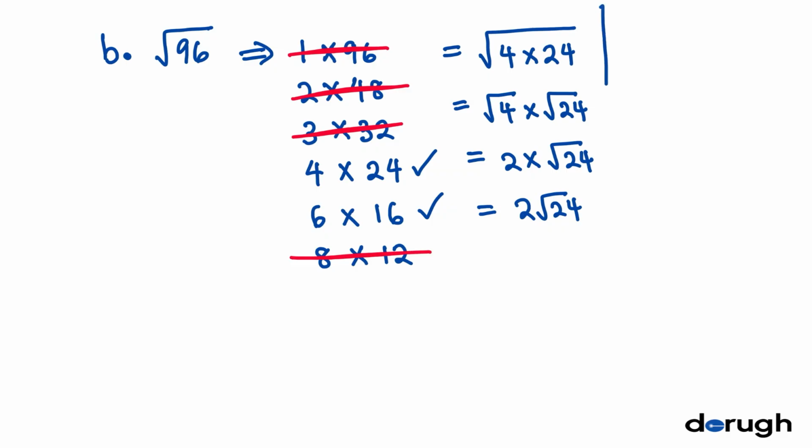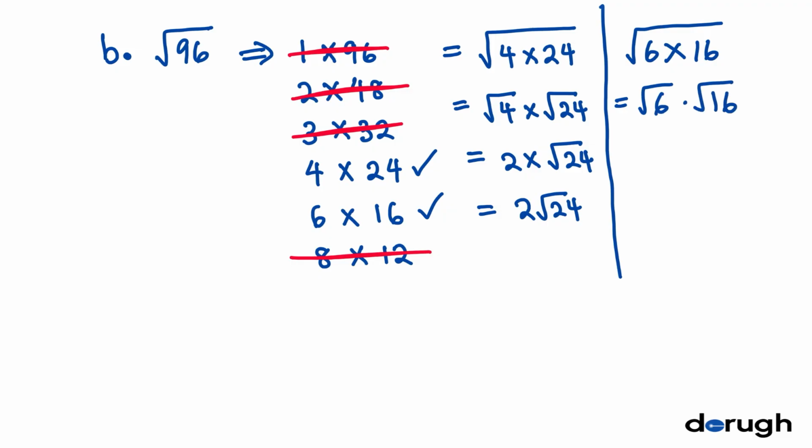Now, for our second multiple pair, we will have square root of 6 multiplied by 16, which is square root of 6 multiplied by square root of 16. Remember that even though 6 is not a square number, 16 is, and the square root of 16 is 4. So what we'll then have is 4 multiplied by root 6, which would give 4 root 6.